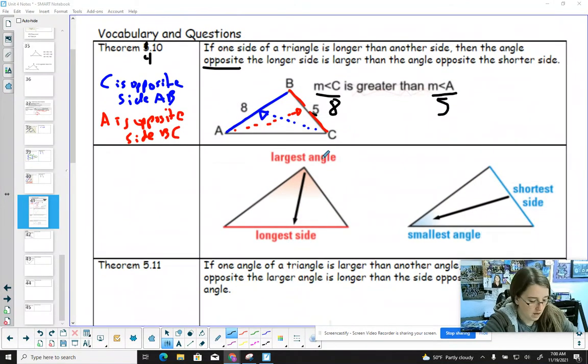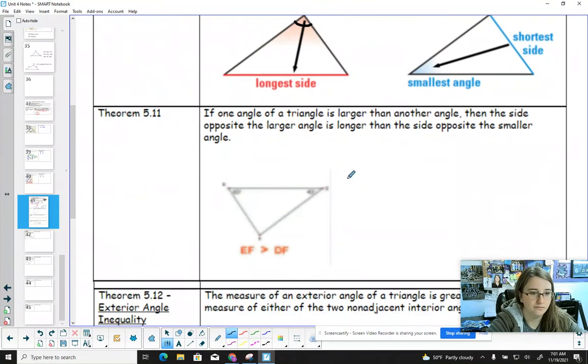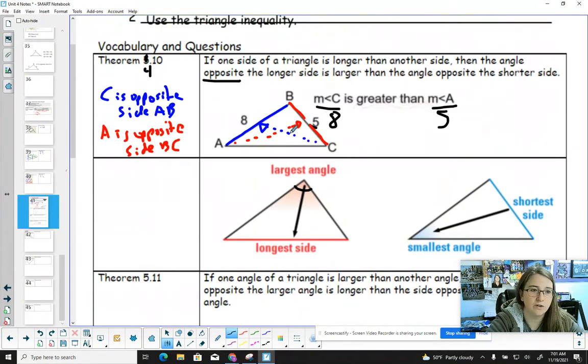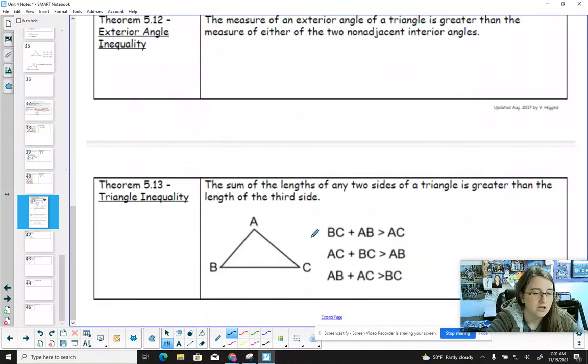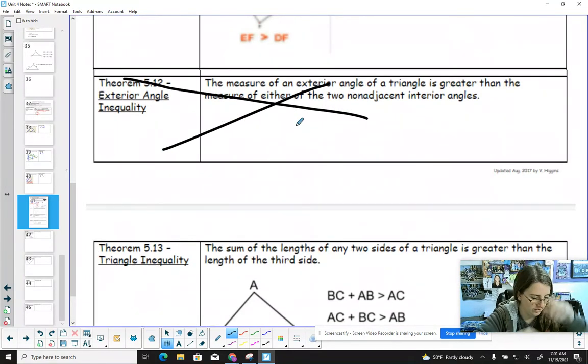So in general, the largest angle is across from the longest side. The smallest angle is across from the shortest side. And the same for the medium sized, right? So we'd say this is the medium side. It's across from the medium side angle. Which again is kind of just reiterating that here. So you're not going to do the exterior angle inequality.